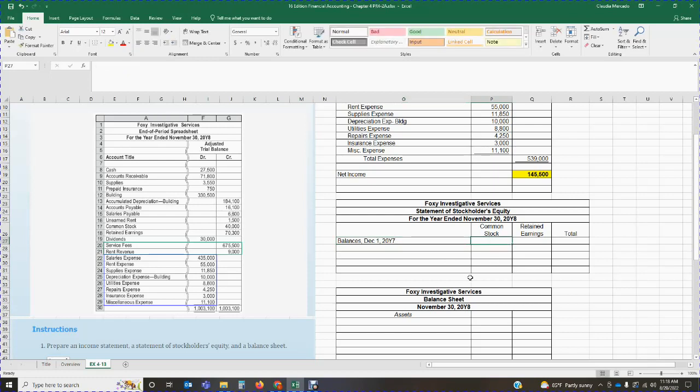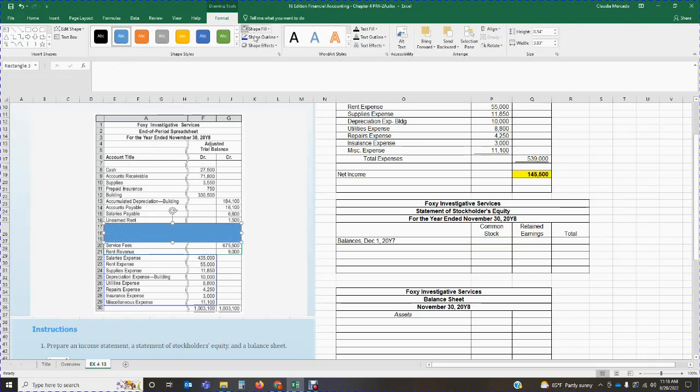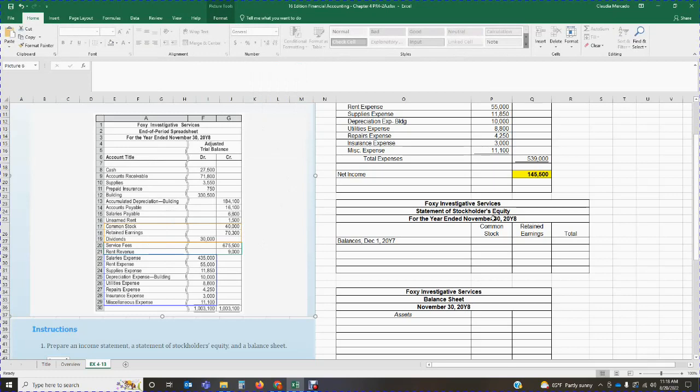So the first thing we have is our common stock. Remember, we are bringing in our common stock and our retained earnings. There's three things that we bring into our statement of stockholders' equity. Our common stock, our retained earnings, and our dividends. Okay, so let me mark those three things in. These three accounts go into our statement of stockholders' equity.